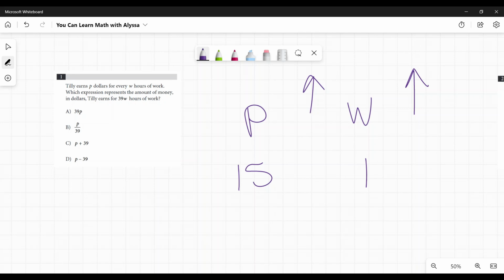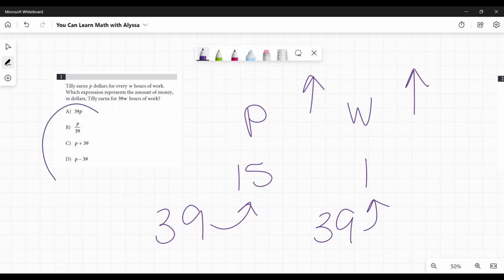So looking at these real numbers, let's say this is what Tilly is earning. She's earning $15, that's our P, for every 1 hour of work, that's our W. If we multiplied this by 39 and said she worked 39 times as long, or 39 hours, how would we find out how much money she made? Well, we'd multiply this by 39, right? 39 times as long, she earns 39 times as much money.